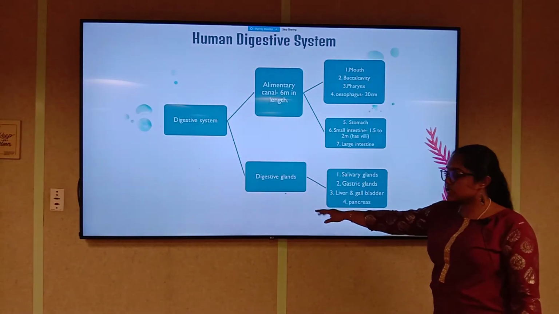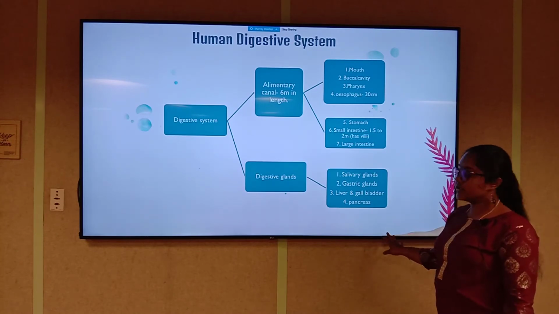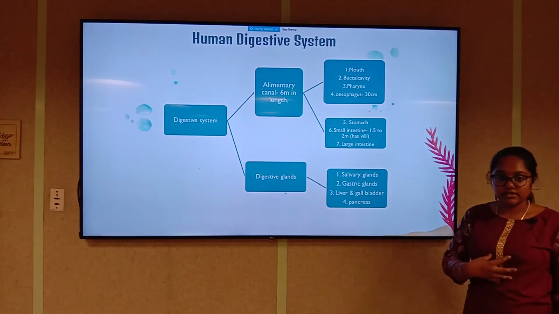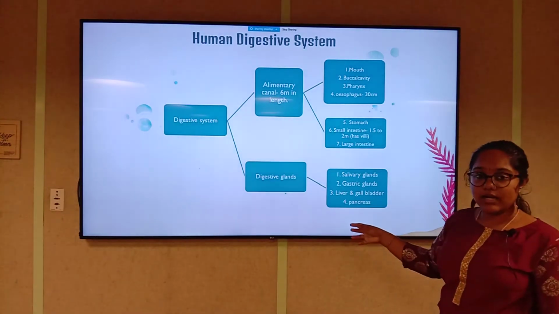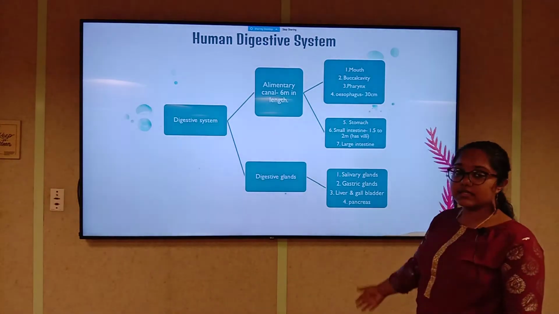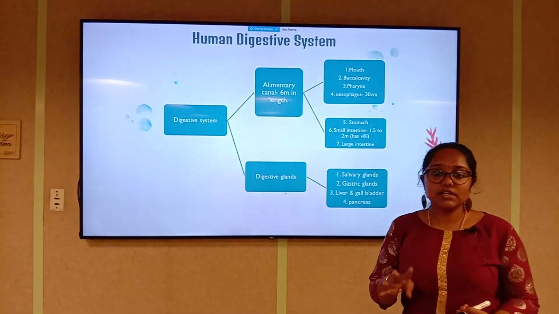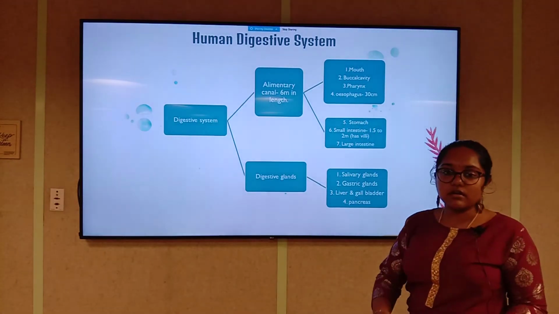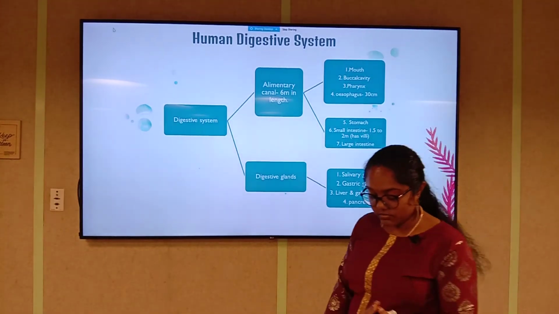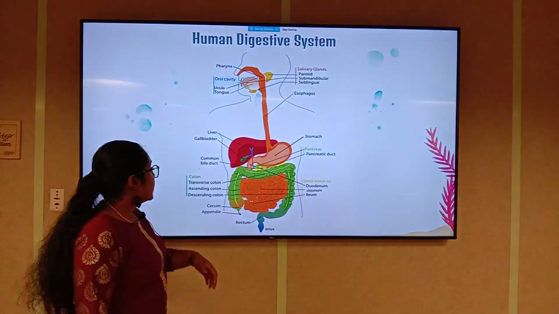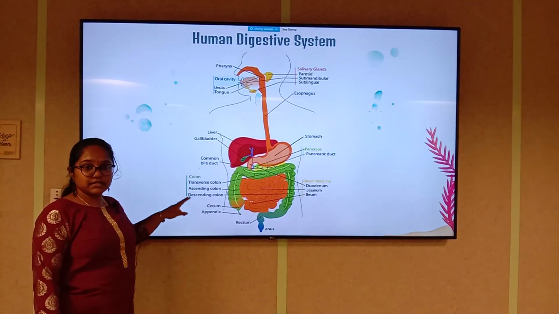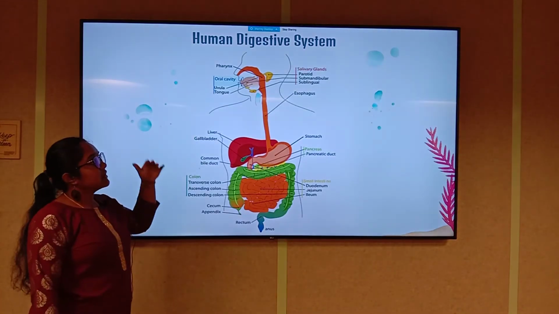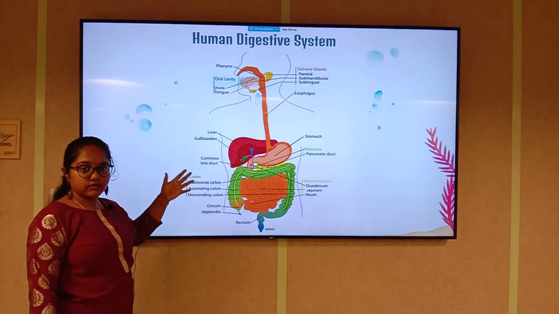The digestive glands are the 4 main glands mentioned here: the salivary glands, which are present in your buccal cavity, gastric glands in your stomach, liver and gallbladder around the stomach, and pancreas also around the stomach. These 4 glands play a major role in indirectly helping the organs of the alimentary canal to digest and get the nutrition. Yes, we'll move on to the explanation now. Here you see a diagrammatic representation of the human digestive system. Let's look at the organs first and then we will discuss.